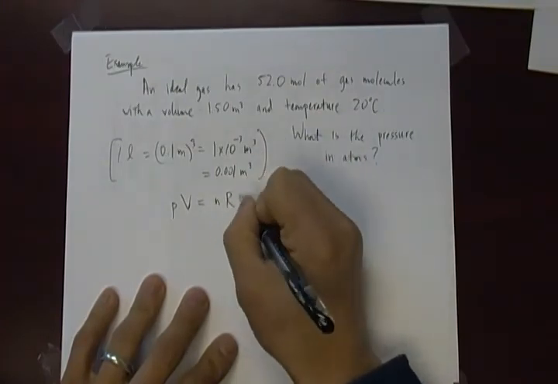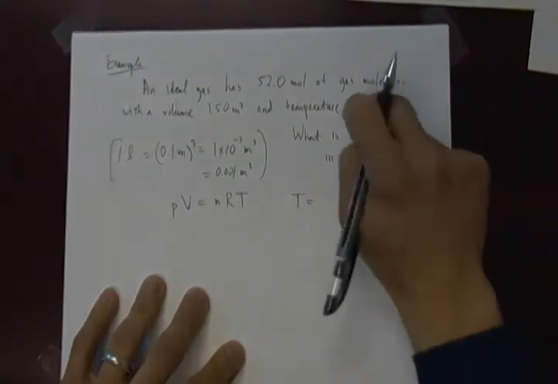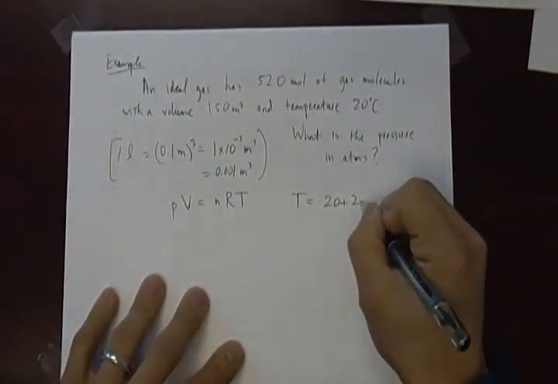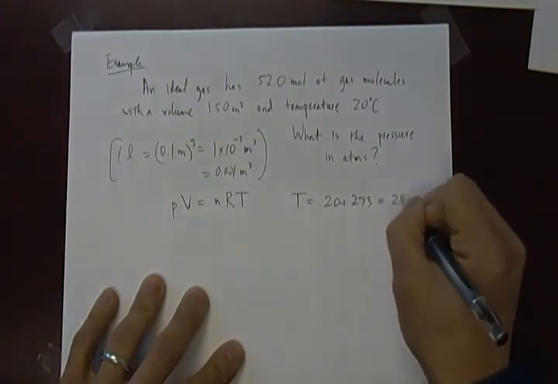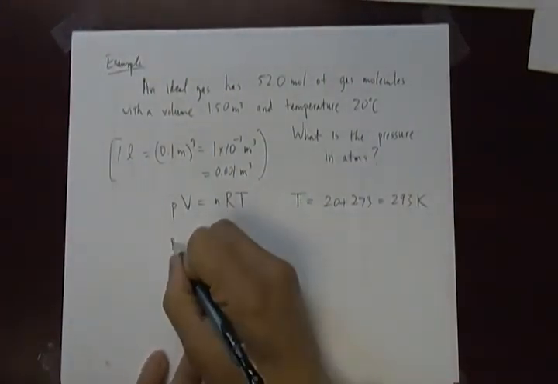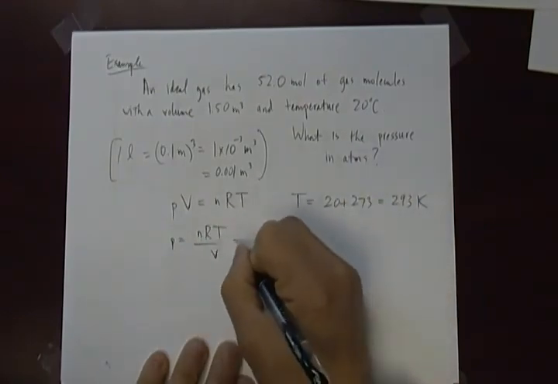PV is equal to nRT. Let's see, we need T in Kelvin. So we said the temperature is 20. If I add 273, that will give me the degrees Kelvin. So it's 293. And I'll solve for P. P is equal to nRT over V.